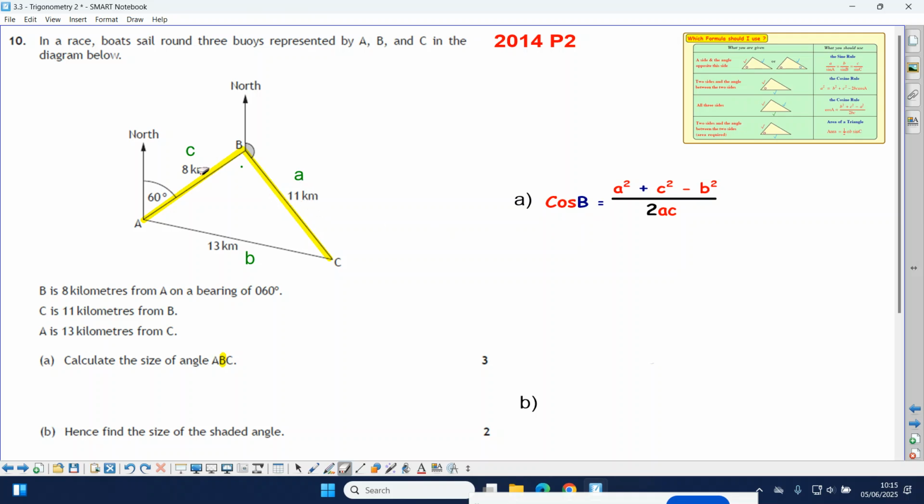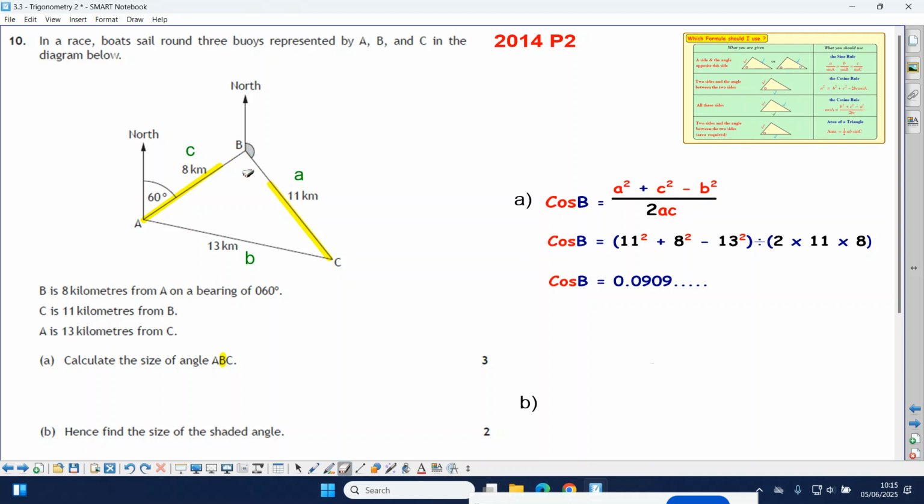The a is 11, the c is 8, and the b is 13. So I'm just going to put it in like that, and just type it into your calculator. Now you can use the fractions button in your calculator, or you can use the divide button and put brackets around. It's entirely up to you. But if you type that in, it should come to 0.0909 and so on. Now, I tend to leave that in my calculator.